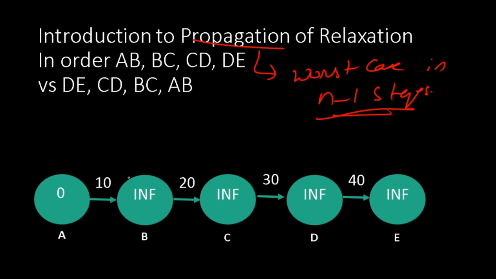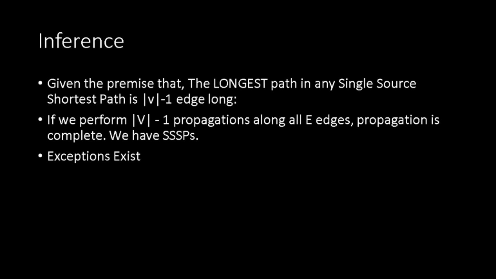What happens after that? Let us see what happens after you have successfully propagated. So this becomes 10, this becomes 30, this becomes 60, this becomes 100. No matter how much you try to repropagate, nothing changes. Let's see. 0 plus 10 equal to 10, 10 plus 20 equal to 30, 30 plus 30 equal to 60, 60 plus 40 equal to 100. So in other words, if you have relaxed for n minus 1 steps, we can say that the propagation is complete. So with these two premises, let us now study the algorithm. This algorithm will be called the Bellman-Ford algorithm.